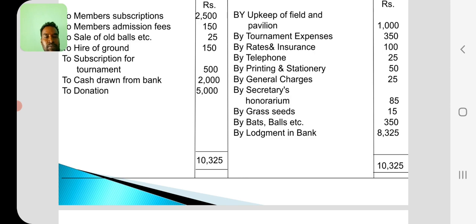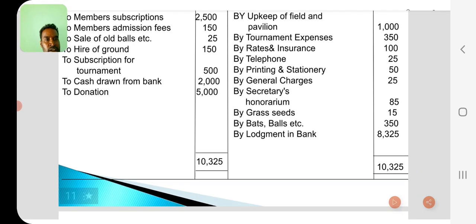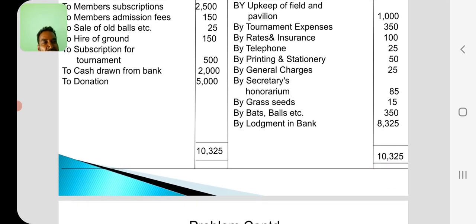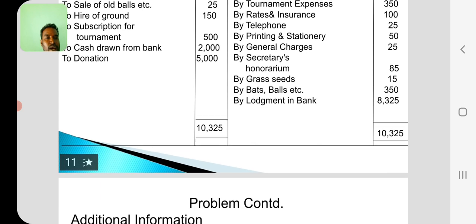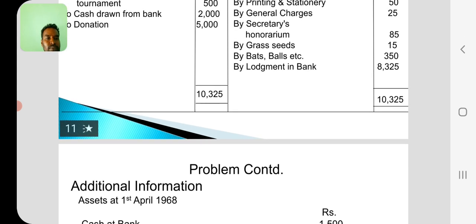Cash drawn from bank. Donation. Income and expenditure. Upkeep of field and pavilion. Tournament expenses. Revenue: rate side interest revenue item. Payment side: telephone, printing and stationery, general charges, secretary's honorarium, grass seeds 15. Bats and balls purchase means asset, capital expenditure, balance sheet. Lodgement in bank, balance.